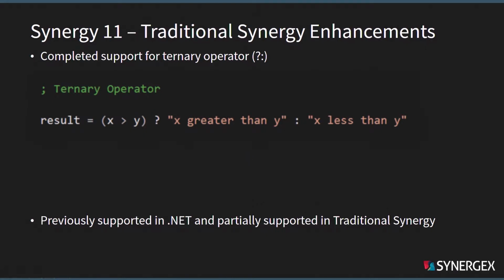Another thing we've done in traditional Synergy, again, it's been fully working in .NET for a while. We've had the ternary operator available in Synergy for quite some time, but it was a little flaky. It's now fully supported and fully works in traditional Synergy. The ternary operator, if you're not familiar with it, is a way of evaluating an expression, and if that expression evaluates to true, then the expression has this value. If it evaluates to false, it has this value. So it's a way of doing a kind of if-then-else processing inline, essentially.